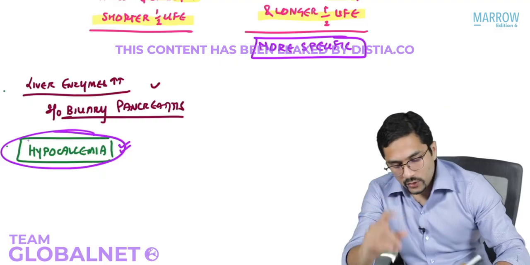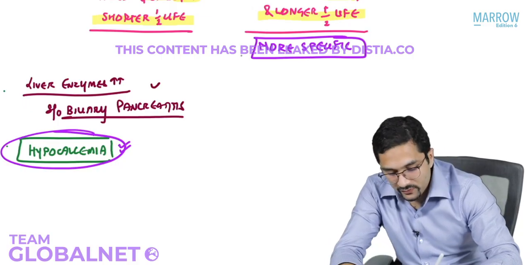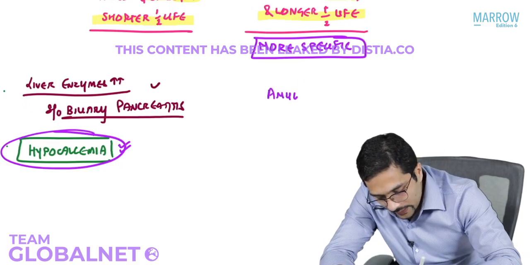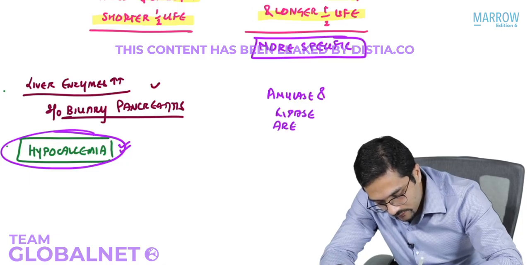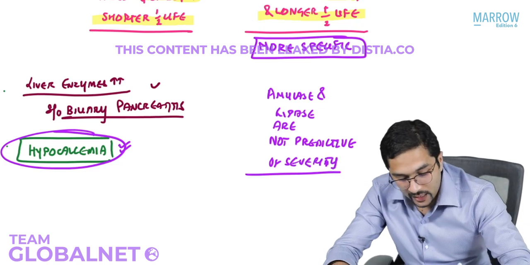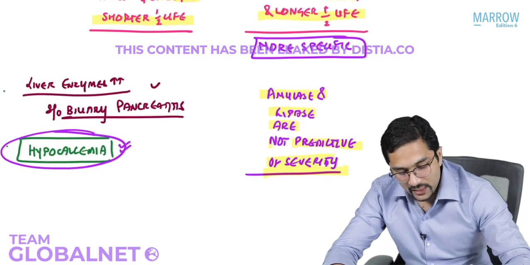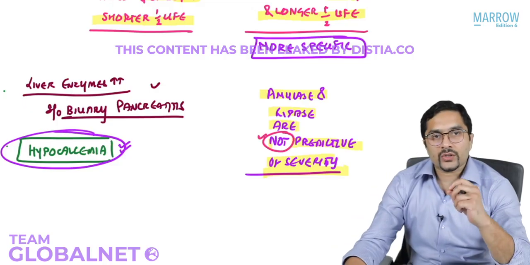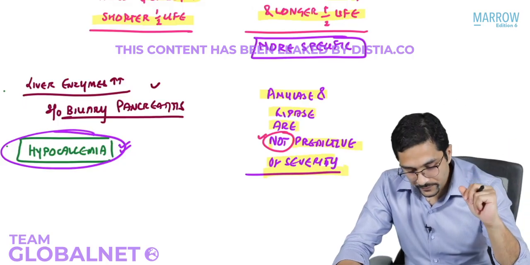Now, one more thing which I want you to know, I told you amylase and lipase. Amylase is sensitive, lipase is more specific. But both amylase and lipase are not predictive of severity of attack, right? So there is no link between the amylase or the lipase value and how severe the attack was. So this you should know about. That is why when I tell you about the severity scores, you will notice that none of the severity scores have amylase or lipase in them.